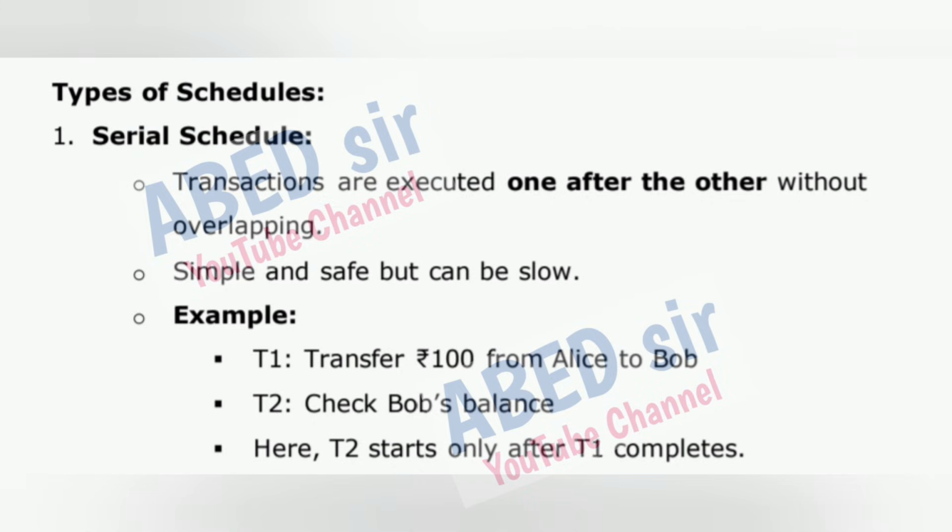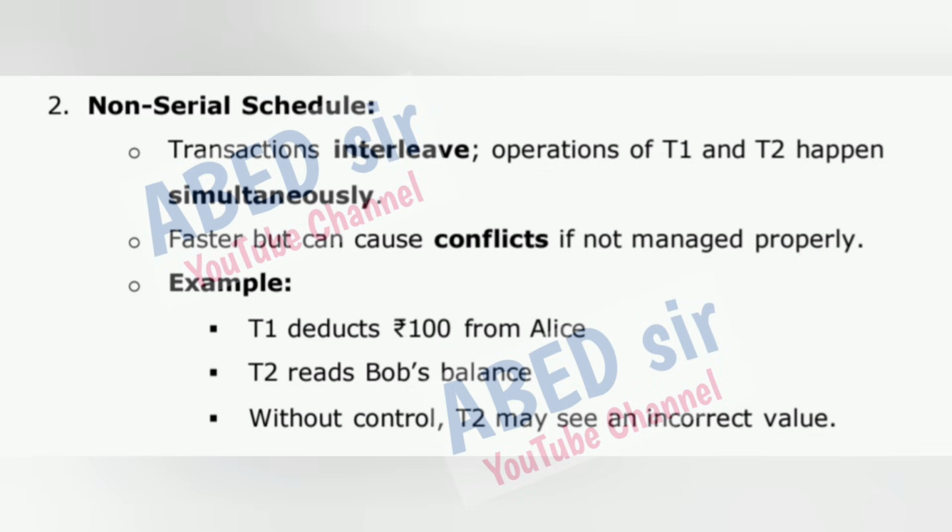Example: T1, transfer 100 rupees from Alice to Bob. T2, check Bob's balance. Here, T2 starts only after T1 completes. 2. Non-serial schedule. Transactions interleave, operations of T1 and T2 happen simultaneously. Faster but can cause conflicts if not managed properly. Example: T1 deducts 100 rupees from Alice. T2 reads Bob's balance. Without control, T2 may see an incorrect value.